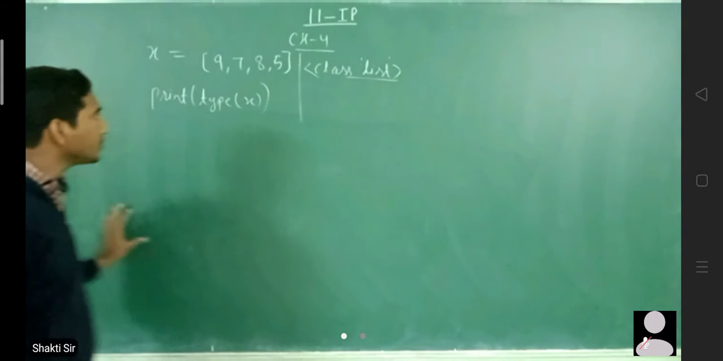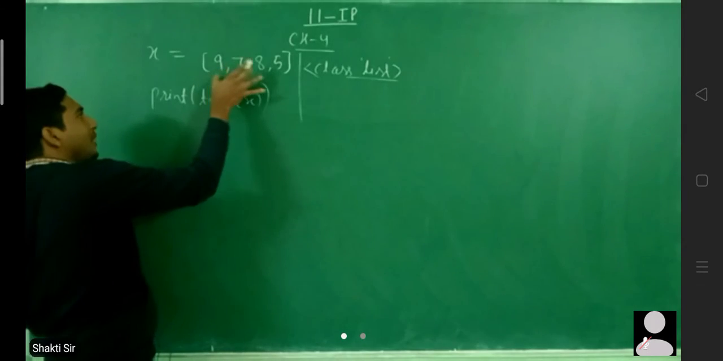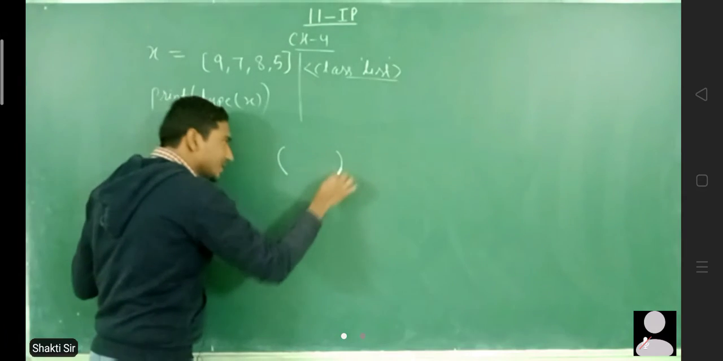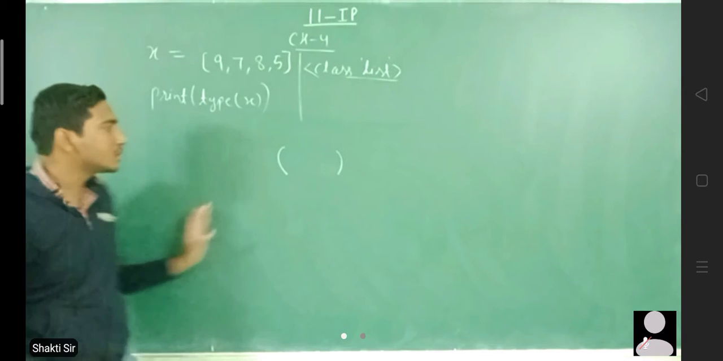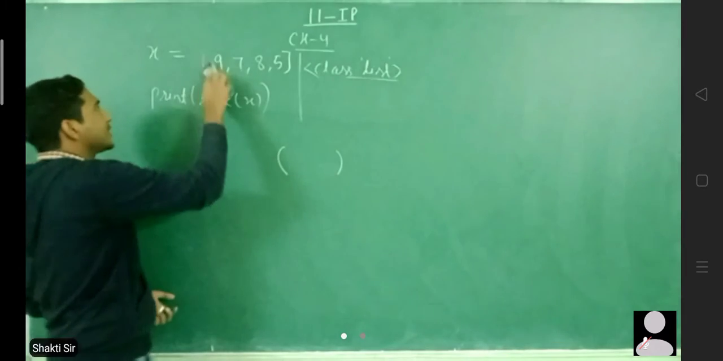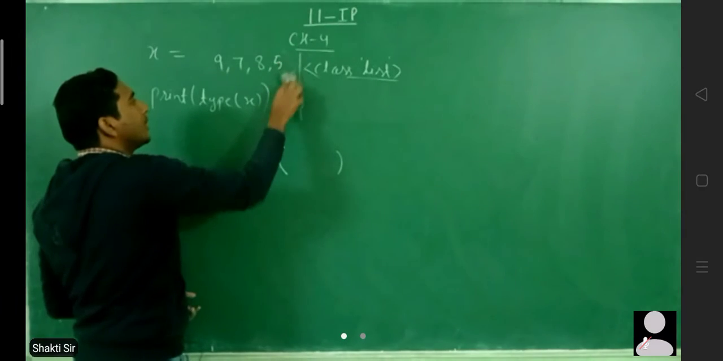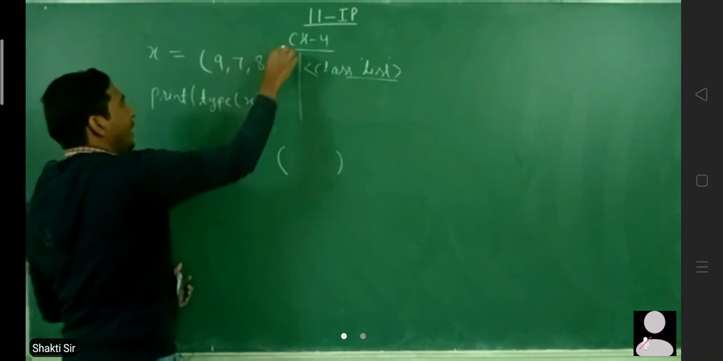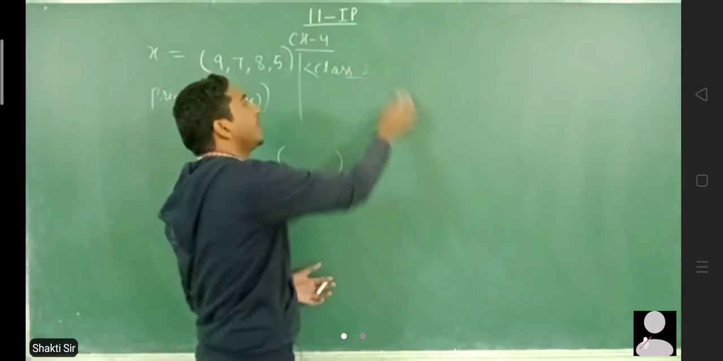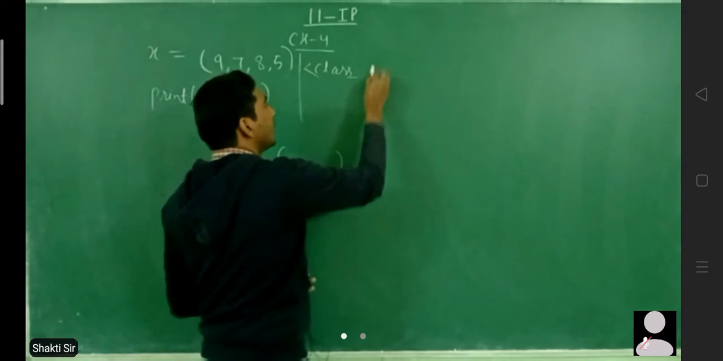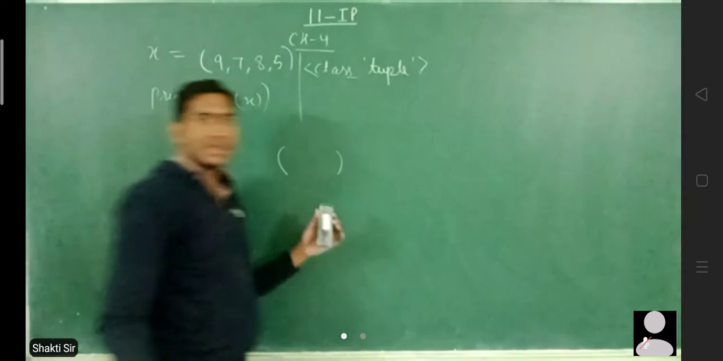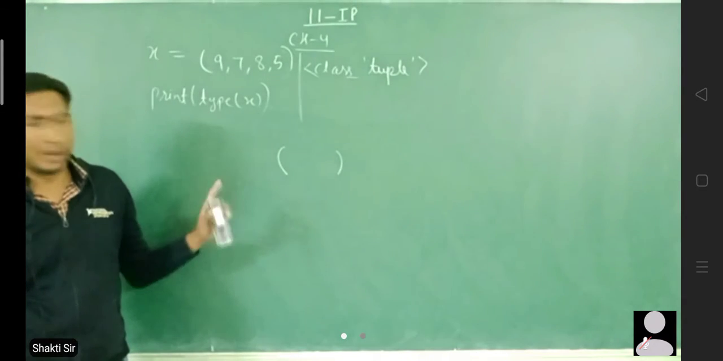Okay, but if instead of these square brackets, I use parentheses, then what will happen? So if instead of the square brackets I use parentheses here, and then I try to print the type of x, now I will have the answer tuple. So now x is not a list, x is now a tuple.